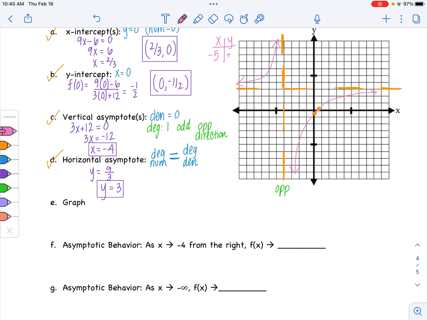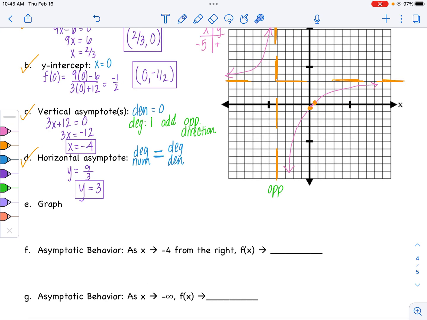We're going to look now at the asymptotic behavior as x approaches -4 from the right. So here's the right. I'm coming towards -4. As I get close to -4, my y value goes to -infinity. It goes all the way down. As x goes to -infinity, so here's all my x's, I'm going to go to -infinity using my graph. I'm going to get really, really close to, but never cross, the horizontal asymptote of 3.